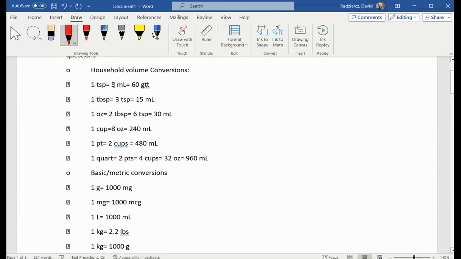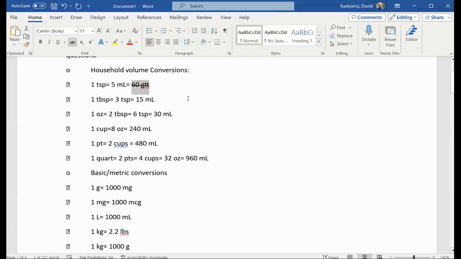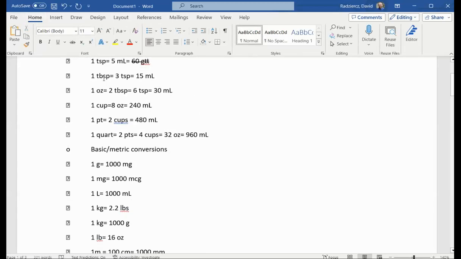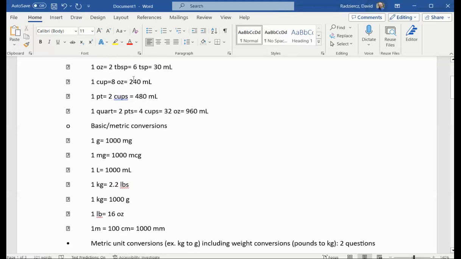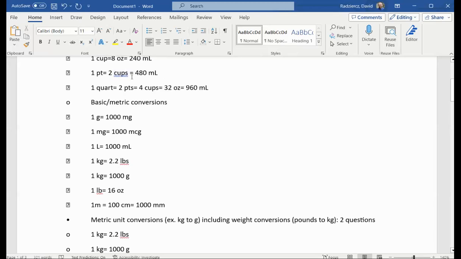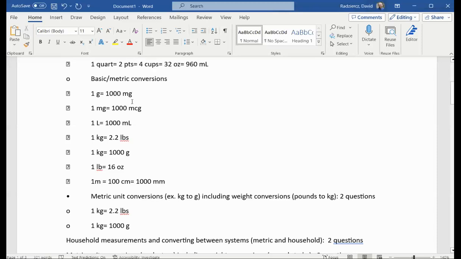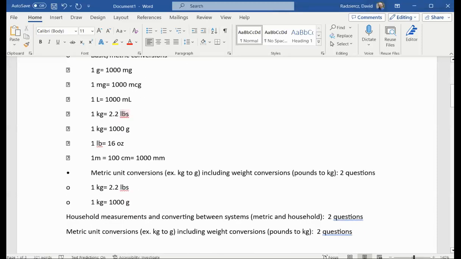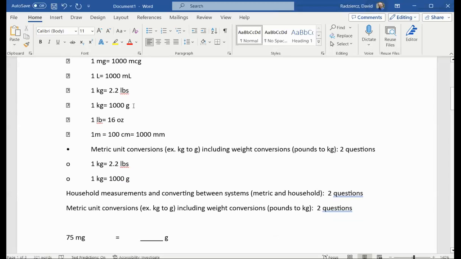conversions. 1 teaspoon is 5 milliliters. This says 60 drops, but I would just be careful with that. That may not be true in all situations. 1 tablespoon is 3 teaspoons is 15 milliliters. 1 cup is 8 ounces is 240 milliliters. Pint is 2 cups. Quart is 2 pints. Then your grams, milligrams, kilograms. 1 kilogram is 2.2 pounds. 1 kilogram is also 1,000 grams, but typically we're not using this in nursing.